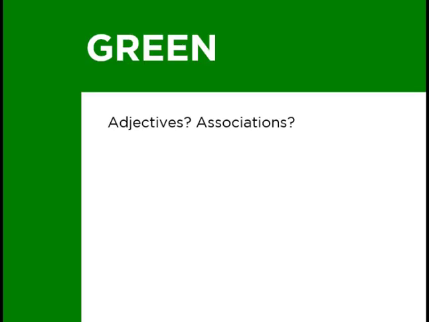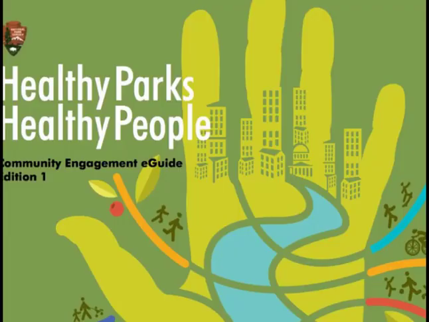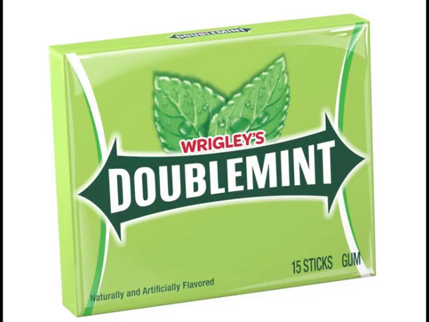On to green. What adjectives or associations does green bring to mind for you? And when you think of green, do you think of a particular shade or hue? Maybe something like this or something totally different? Green is often associated with soothing, natural, safe, and renewing, but also anchored to jealousy, and in our culture, money, because our currency is green. This is the cover of a National Park Service e-guide. Most mints and gum use refreshing shades of green.